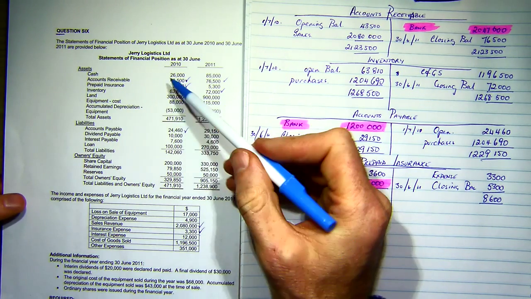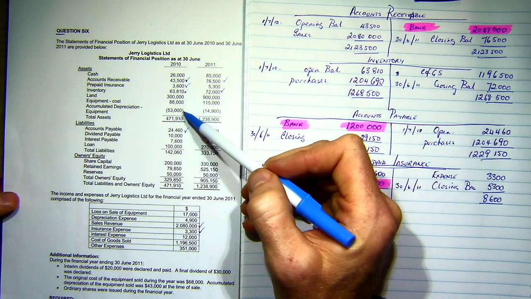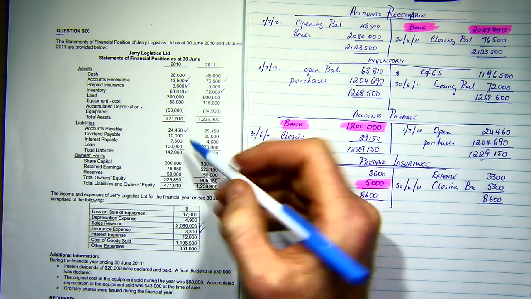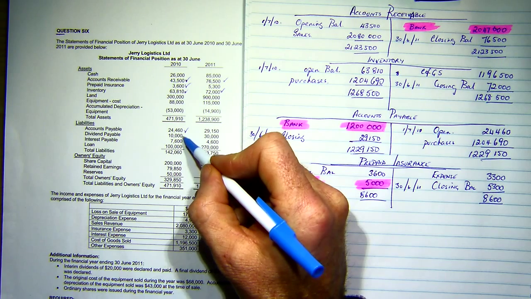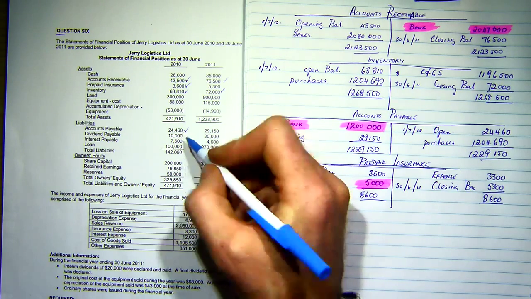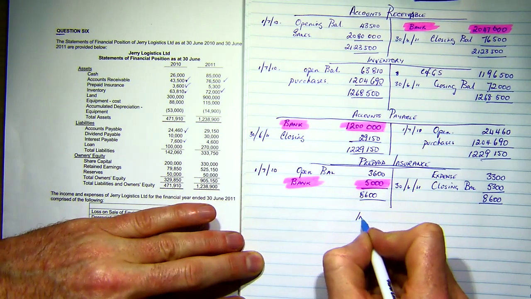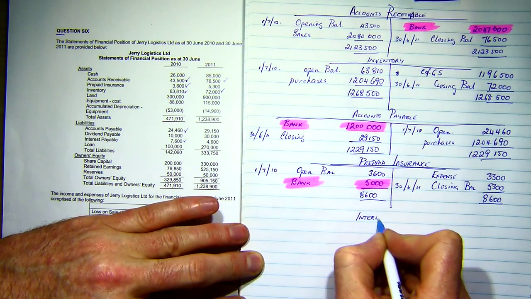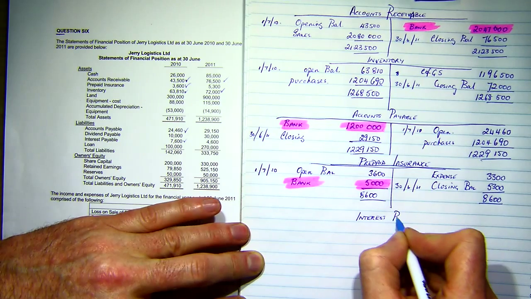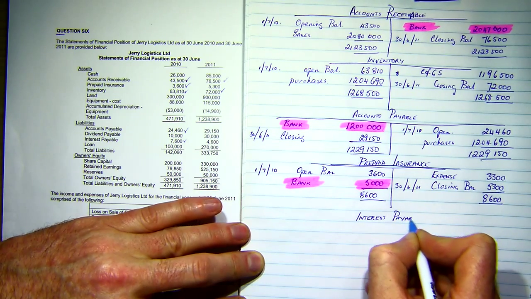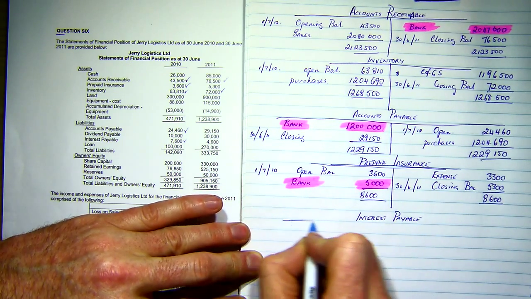So I've got insurance. I'll do land in a minute and equipment in a minute. We'll do all those together. Let's have a look at interest payable, dividends payable. So let's just do interest payable first, because this is all my operating activities. So my interest payable account.